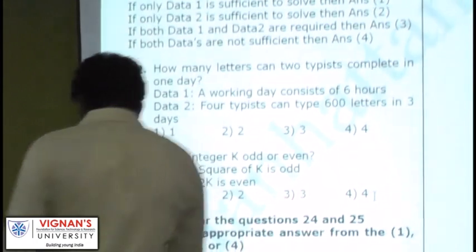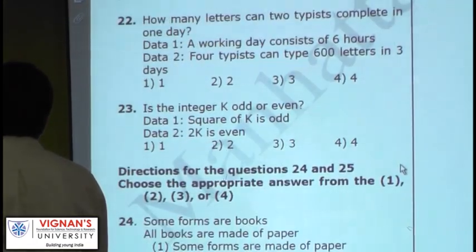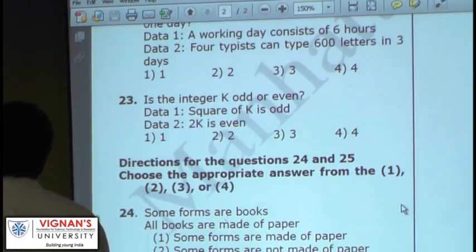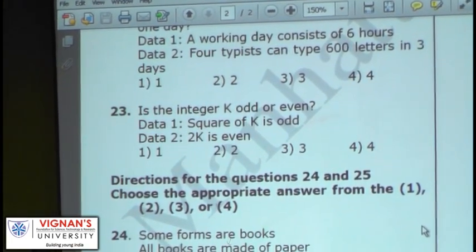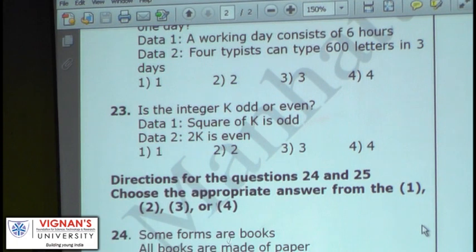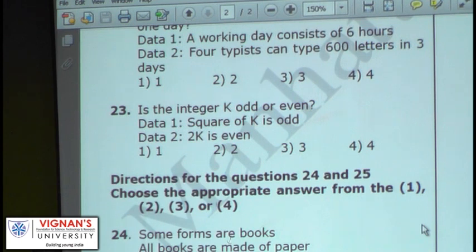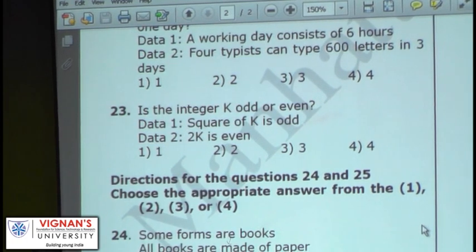Is the integer k odd or even? Square of k is odd. Square of k is odd means k also must be odd. If k is an odd number, its square is also an odd number. 3 is an odd number, 3 squared, 9, is also odd. 5 is an odd number, 5 squared, 25, is also odd.